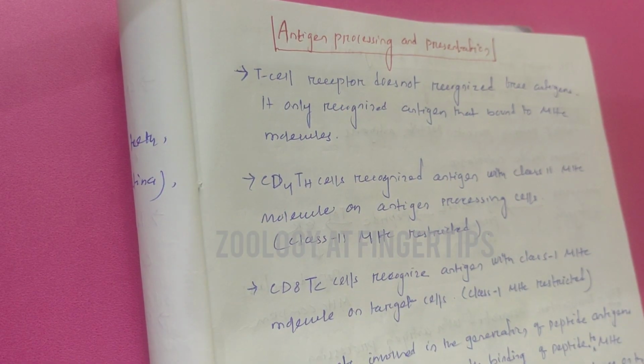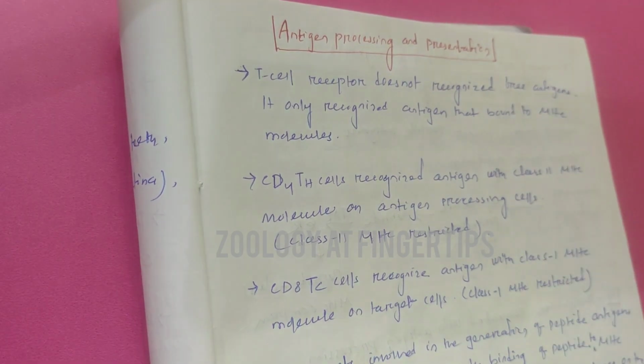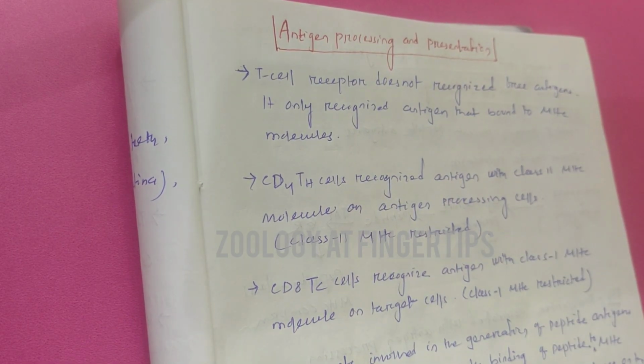Actually, the T cell receptor does not recognize free antigen. It only recognizes antigen when the antigen is bound to an MHC molecule. So T cells recognize only MHC molecule-bound antigen. So these are called MHC restricted antigen presentation and processing.